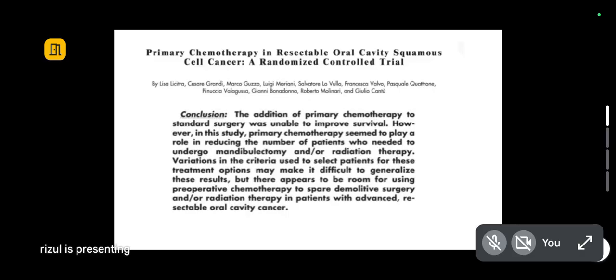I am saying that for this study, the Licitra trial, yes sir, the final conclusion was that there is no role of induction or neoadjuvant chemotherapy for resectable oral cancers, because it doesn't give you any benefit in total survival.